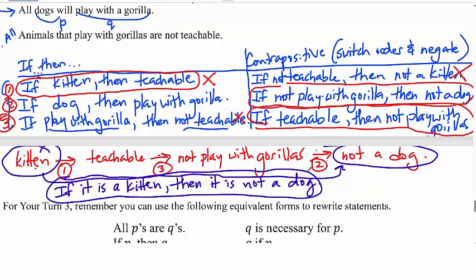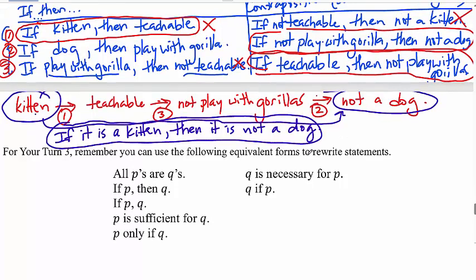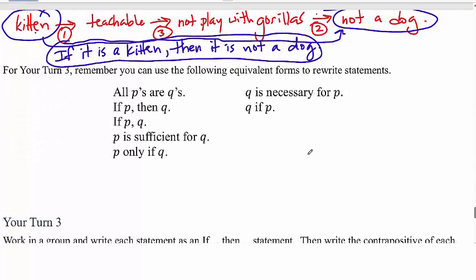And by the way, we're going to have a learning activity about solving logic puzzles, so that'll be fun.